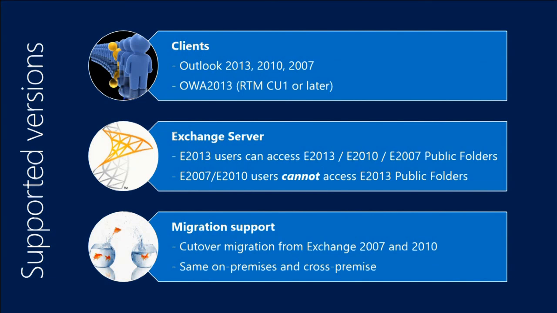users can access any public folders. However, legacy Exchange servers cannot access modern public folders. So that's a key planning aspect. You have to move your mailboxes first before you move the public folder to modern public folders or migrate public folders. Regarding migration support, well, basically, it's a cutover migration, so no coexistence.